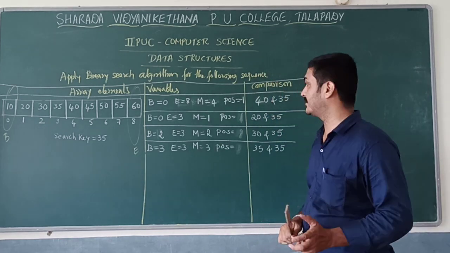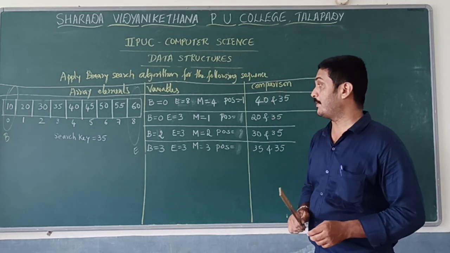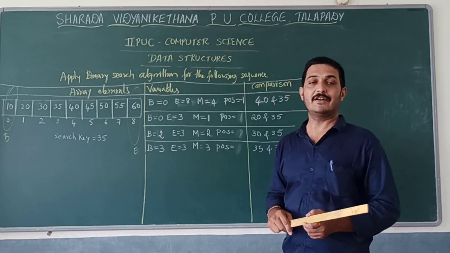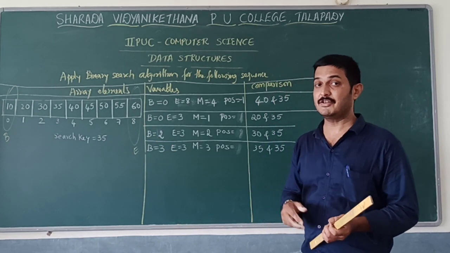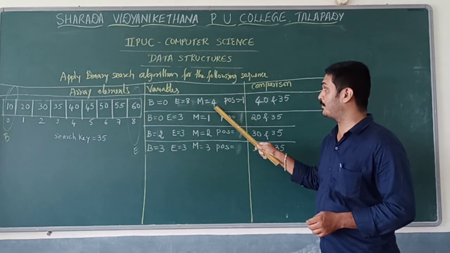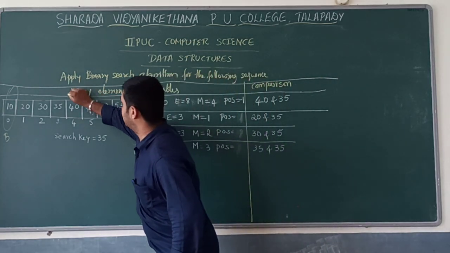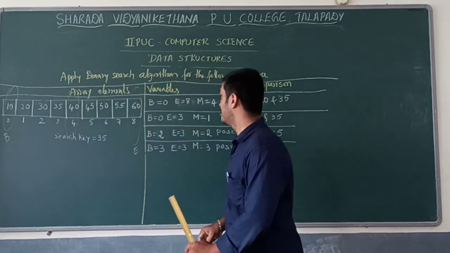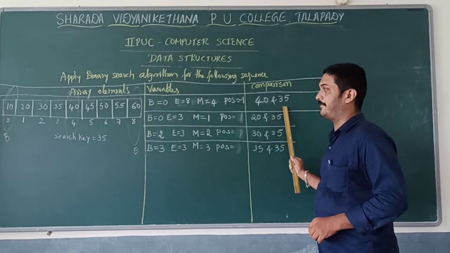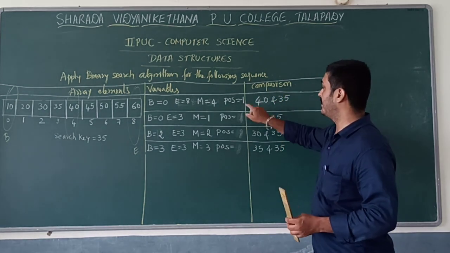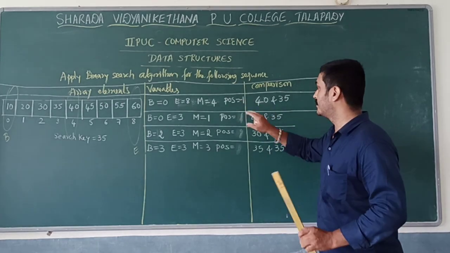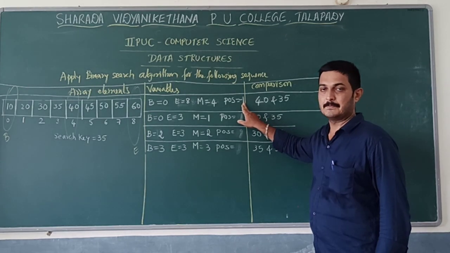Next, how do we find the center element? Middle is 0 plus 8 divided by 2, which is 4. This is the mid location. So 40 is compared with the search key, 40 and 35. They are not equal, so position is equal to minus 1.